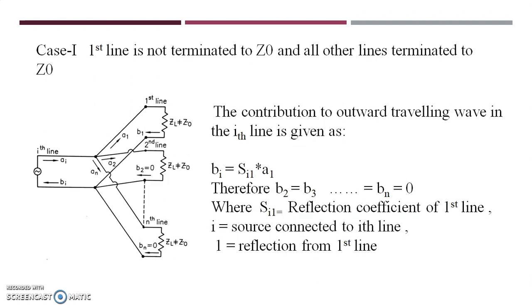In case 1, the same microwave junction is there. There are n ports, the source is connected to the ith line, and loads are connected from the first to the nth line except the ith line.